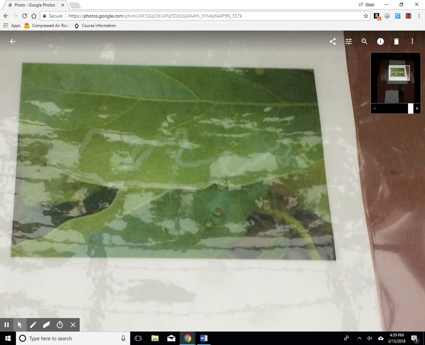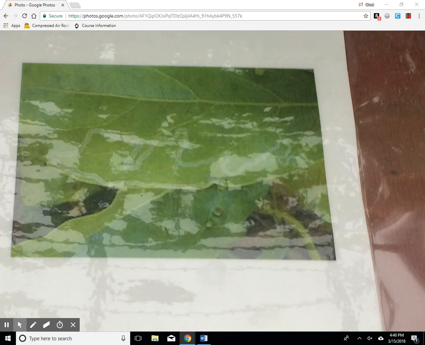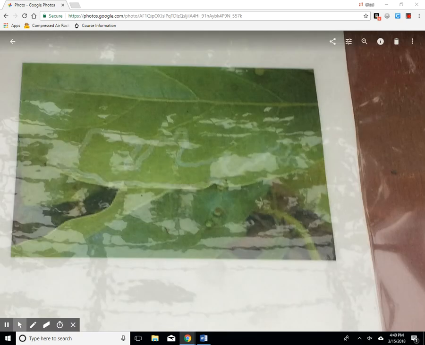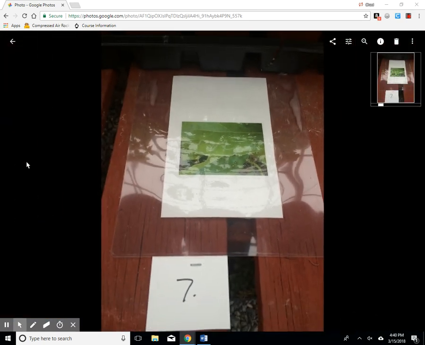So let me just go ahead, since we're not 100% sure there. Are those just like the little tunnel things going through it? Oh, yeah. Okay, I know what that is then. So what type of thing makes tunnels underground? No, what type of human? Oh, a miner. And so what type of thing is this making a mine in? A leaf. So this is called a leaf miner. So yeah, when you see those distinctive little tunnels going in there, it's done by a leaf miner. Good eye.